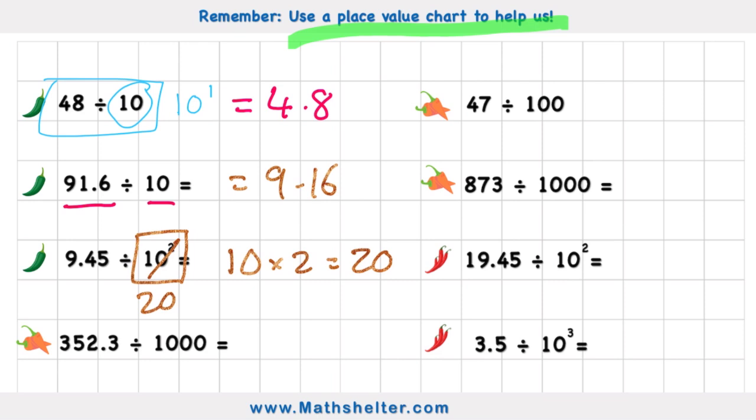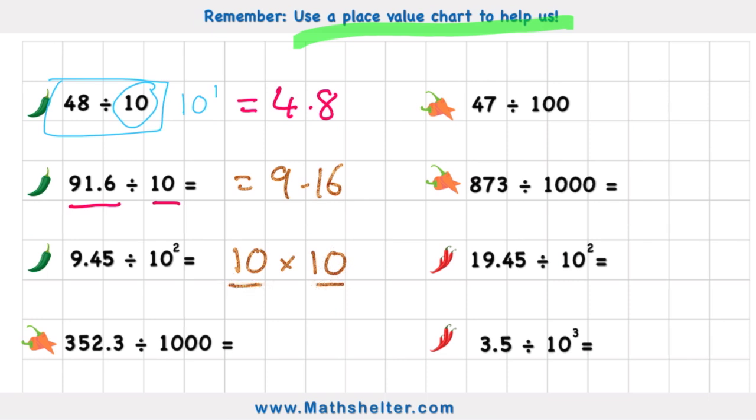That would be wrong. 10 to the power of 2 means that we have 10 multiplied by 10, or in other words, 2 tens multiplied together. So if we think about it, if it was 10 to the power of 3, I would have 3 tens multiplied together, and 10 to the power of 4, 4 tens, etc. So 10 to the power of 2 is 10 times 10, which equals 100. So my question is actually 9.45 divided by 100.